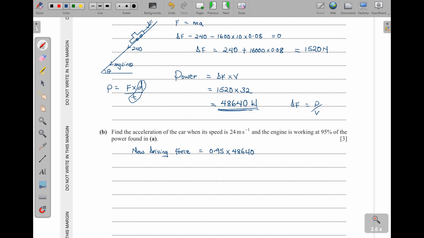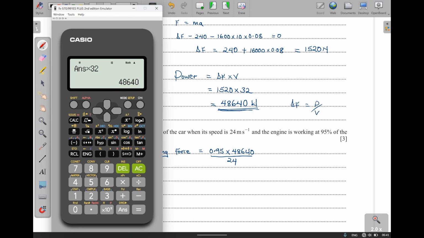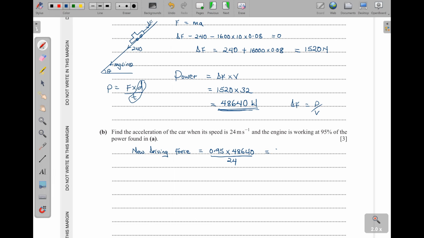So this is the new power, 0.95 times 48640. Then we divide by the speed, which they have given us as 24. So what I've gotten here, I can multiply it by 0.95, then I divide by 24. And this is a recurring decimal. So I just leave it exact, 5776 over 3. That is newtons.